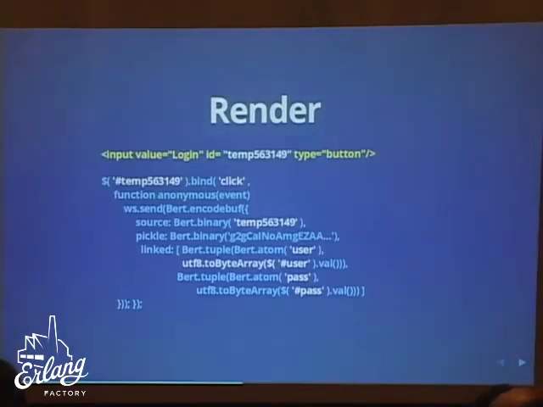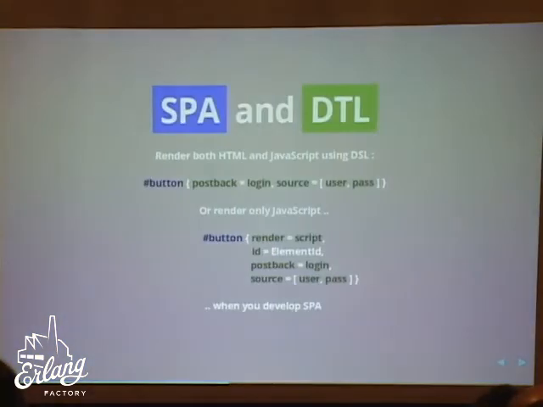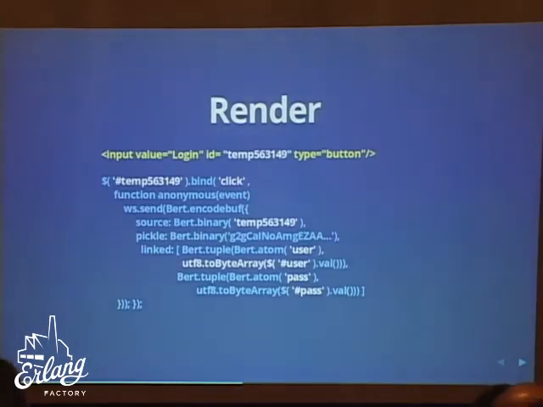This is an example of the Nitrogen rendering results, which consist of a part of the HTML and the JavaScript event that is sent from the WebSocket process to the client. You see this is a binding on the click for a button. So this is a result of the rendering of that Erlang DSL. This function collects the data from the text boxes, packs it with BERT into a binary message, and sends it. We could easily replace BERT with MessagePack or JSON or whatever you want. So it's not necessarily BERT.